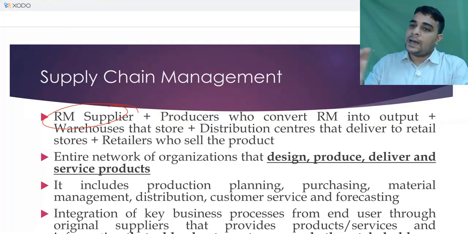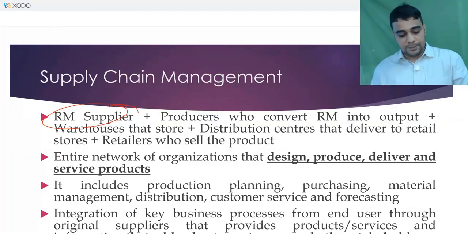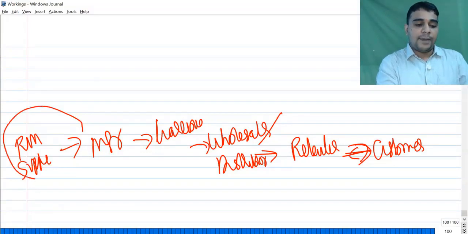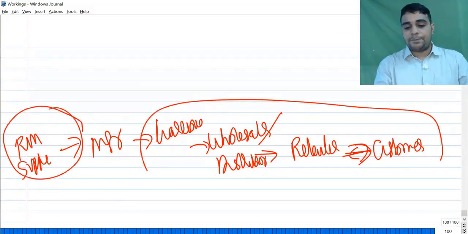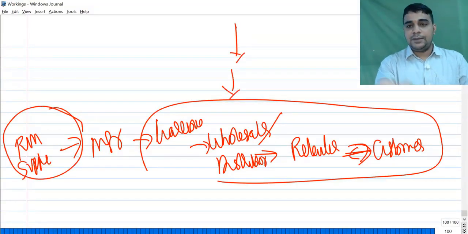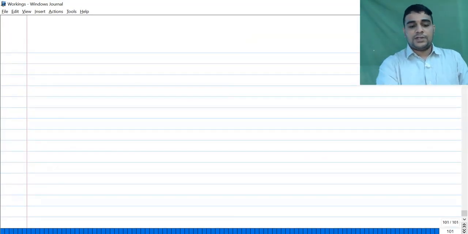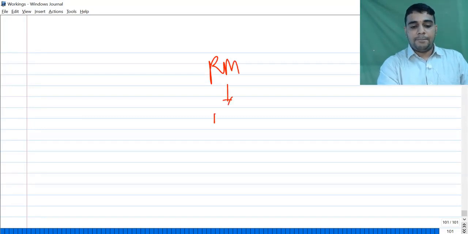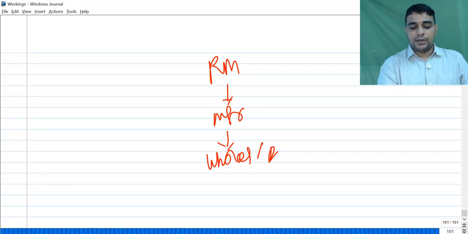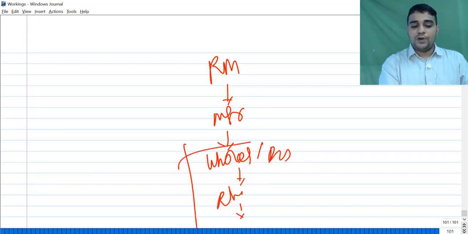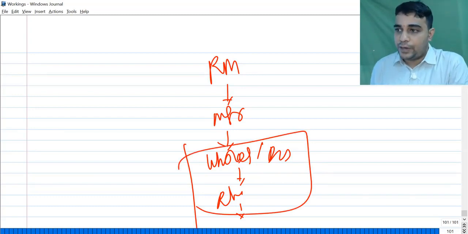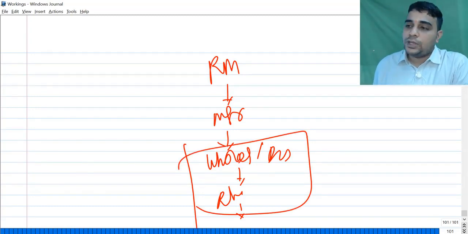There is something called an upstream supply chain and a downstream supply chain. Upstream supply chain is above the manufacturer. Upstream is basically people who are above the company and downstream is people who are below. So it will start with the raw material supplier, manufacturer, then your wholesaler or distributor, in between you can have a warehouse also, retailer, and finally customer. Those below the manufacturer are part of the downstream supply chain, and those above the manufacturer are part of the upstream supply chain.